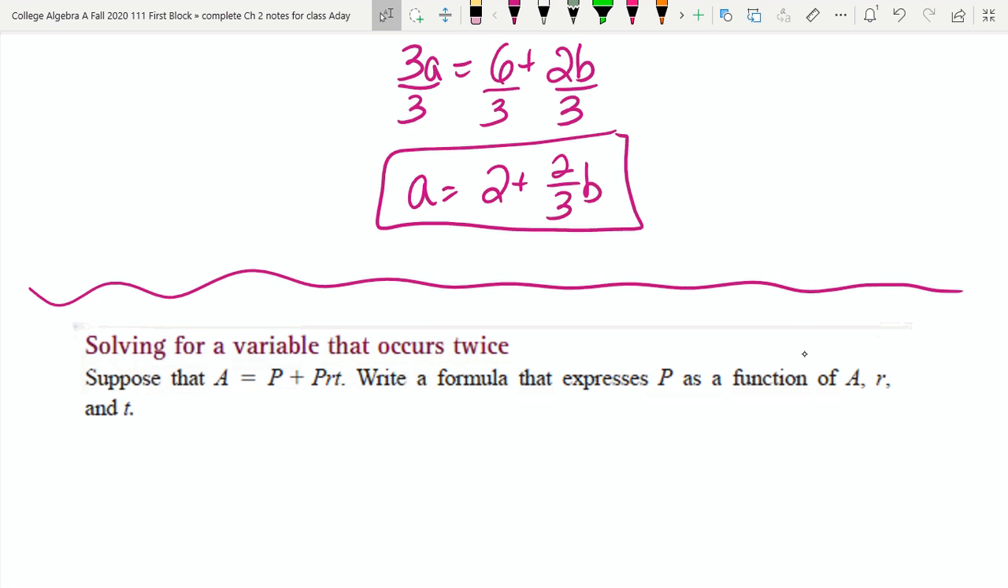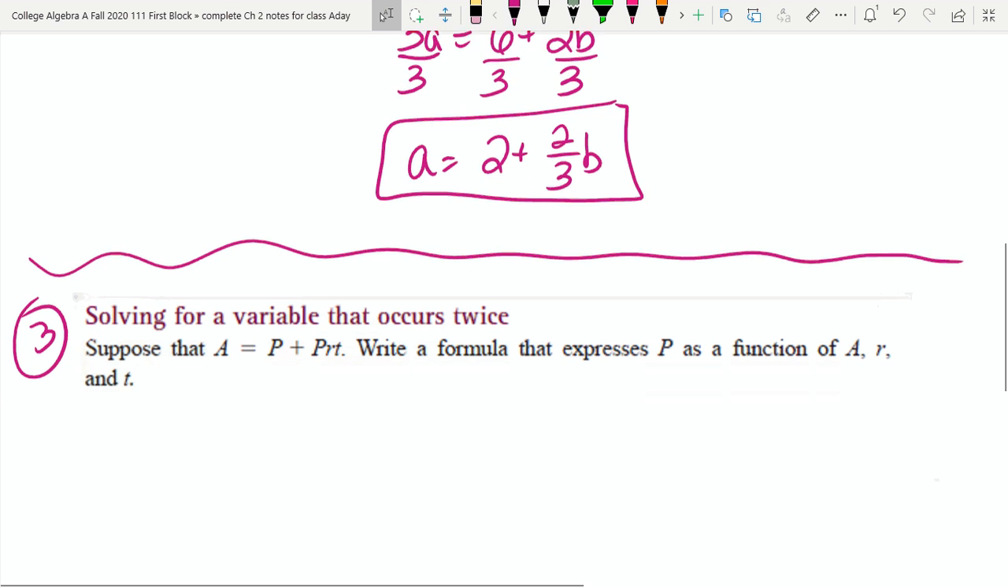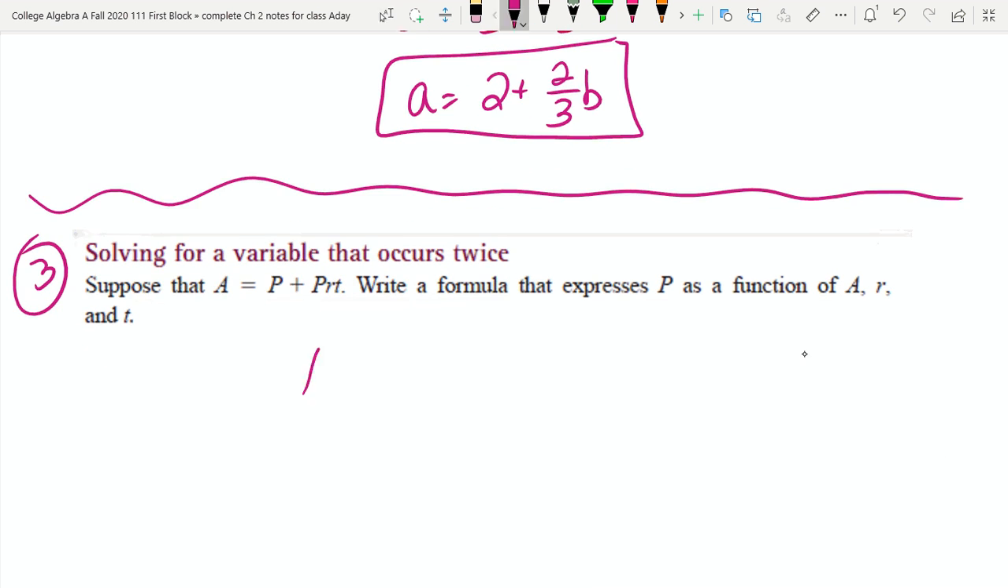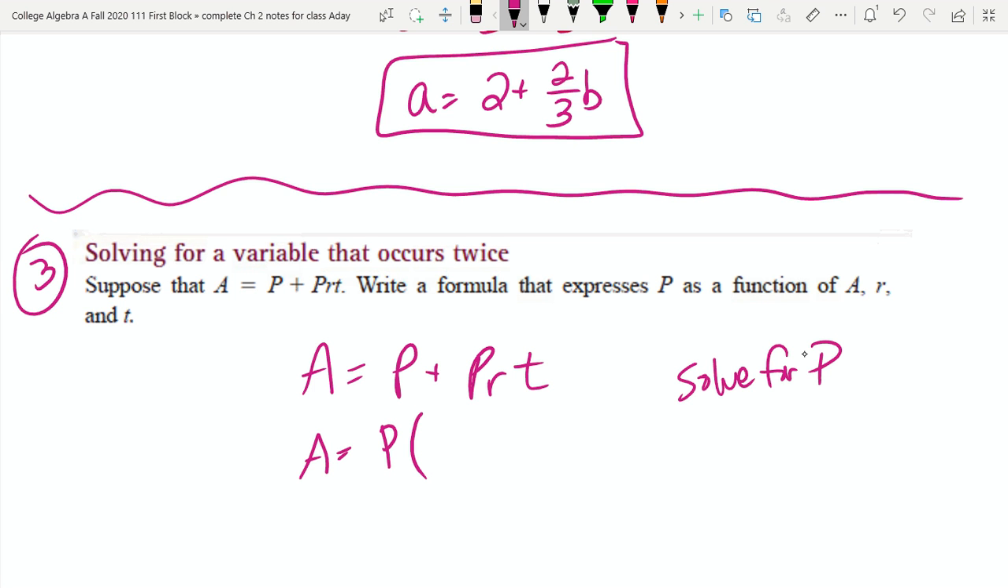Example 3. Suppose A equals P plus PRT. I want to solve for P. So the P values are only on the right-hand side, the P variable. So we're going to undo this by doing the undo of the distributive property. So I'm going to have P parentheses 1 plus RT. So I'm undoing the distributive property, because if I multiply that back out, I would get P plus PRT.